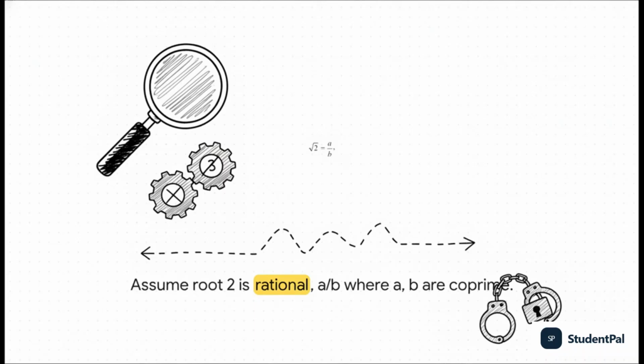But wait, what does co-prime actually mean? It just means this fraction is fully simplified. They share absolutely no common factors other than 1. This is our suspect's alibi, okay? We are assuming this fraction cannot be simplified any further.